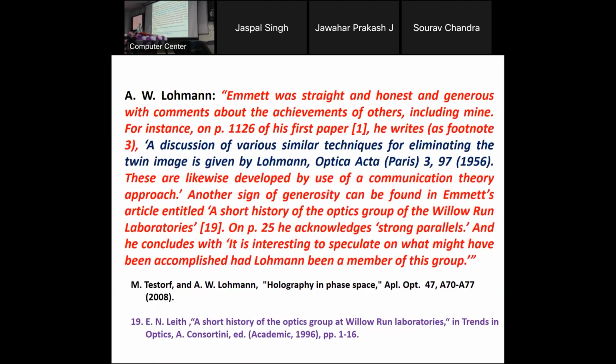Emmett was straight and honest, generous with comments on the achievements of others, including mine. For instance, on page 1126 of his first paper, he writes, as a footnote, "The discussion of various similar techniques for eliminating the twin images is given by Lomax, Optica Acta, 1956." So the idea of separating the twin images by off-axis photography was given by Lomax.